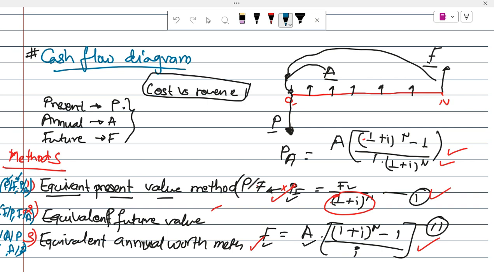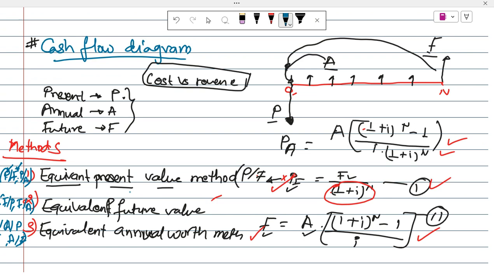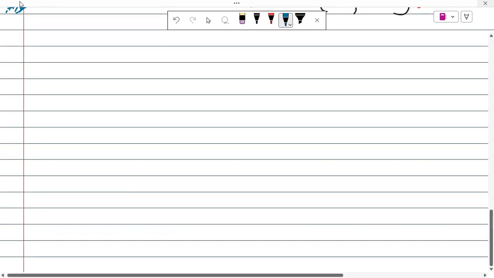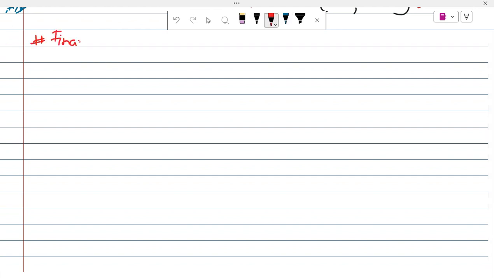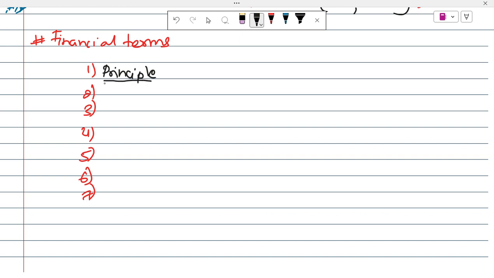But before going into details, we need to know some financial terms. In the cash flow diagram, we gave some investment at the initial stage of the project. This is known as the principal, the amount of rupees that we put into the project, or any kind of investment. This initial cash flow is known as the principal.